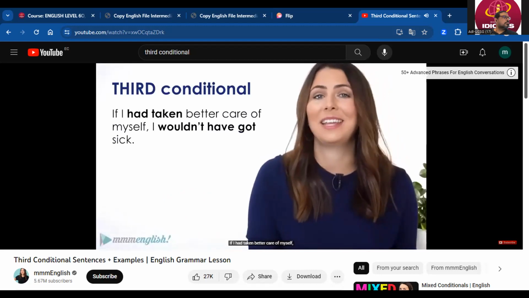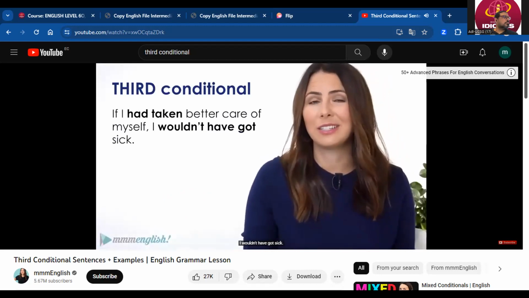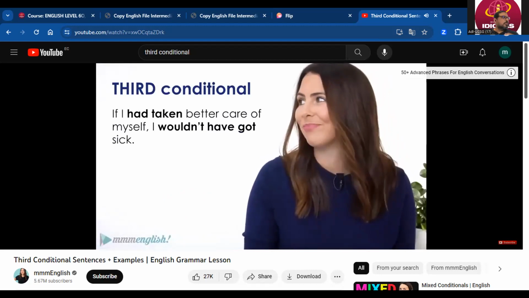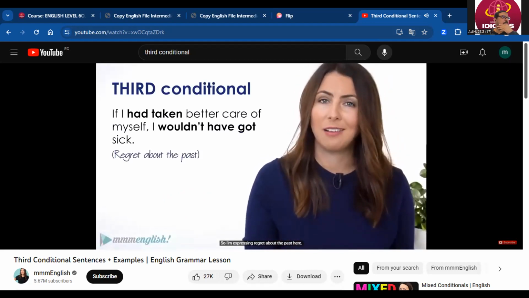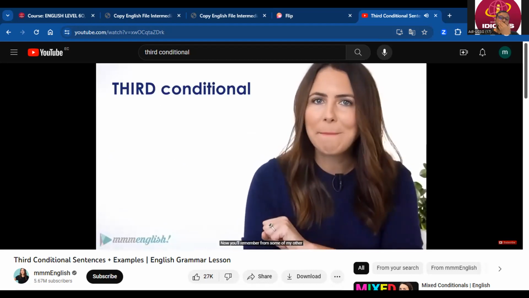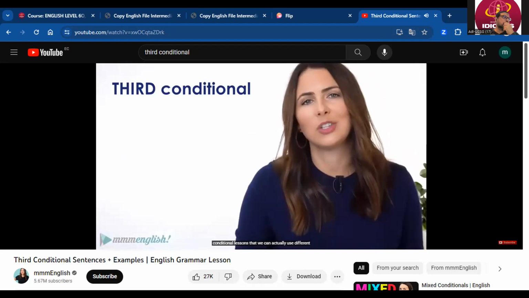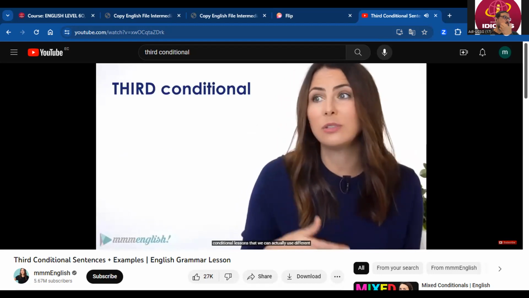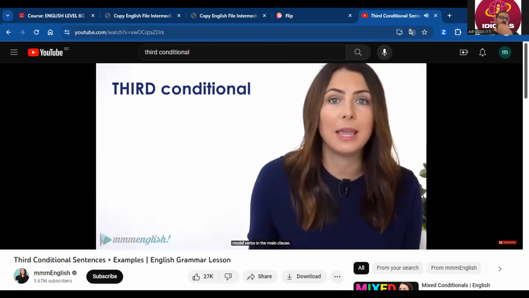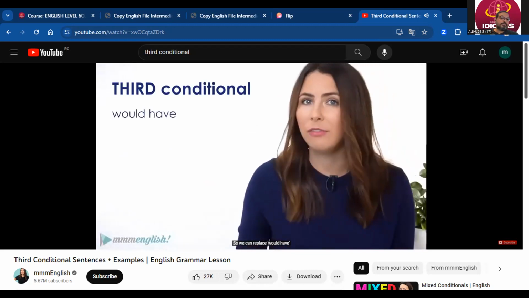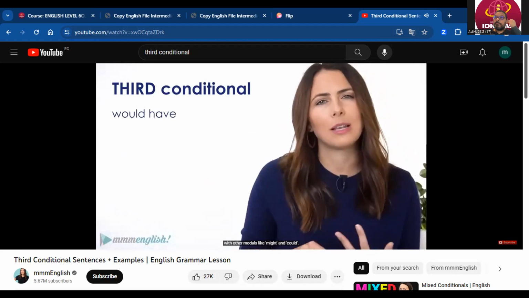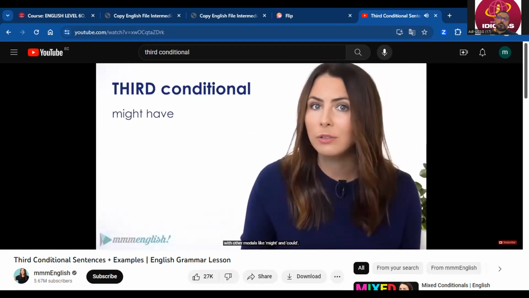If I had taken better care of myself, I wouldn't have got sick. So I'm expressing regret about the past here. I wish I'd taken better care of myself. Now, you'll remember from some of my other conditional lessons that we can actually use different modal verbs in the main clause. So we can replace would have with other modals like might and could.